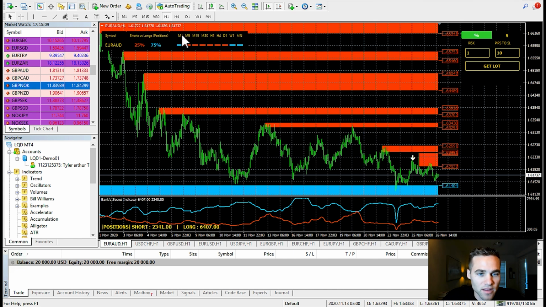So you can see on the 1-minute chart, it's an uptrend, but on the 5-minute, 15-minute, 30-minute, H1, H4, and daily, I can see that it's all in an uptrend, and the weekly and monthly are in a downtrend. So I can see that really easily here.